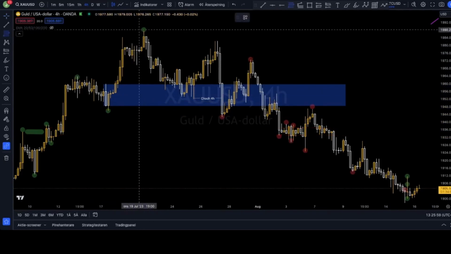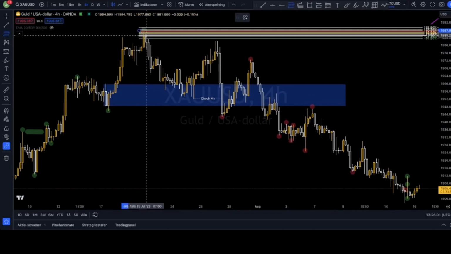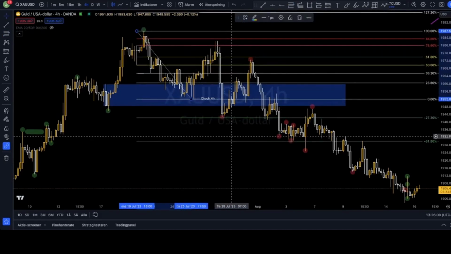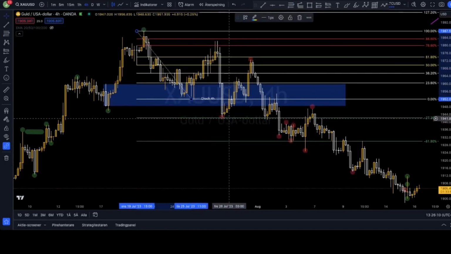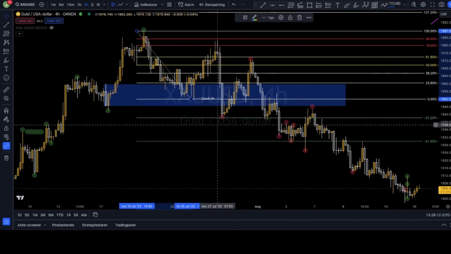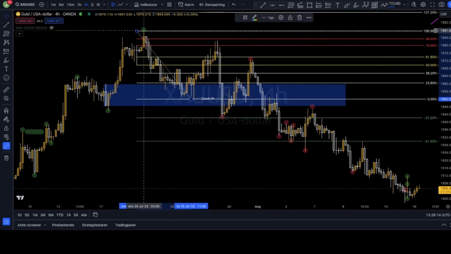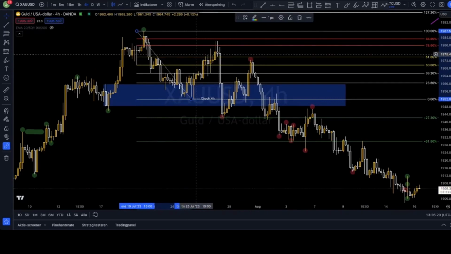Now the market reverses. Let's take it from this top to this bottom. Almost spot on at the 27.2 extension. All right. Continuation. Even though this is an internal trend, it doesn't matter. It's still a continuation of a trend.